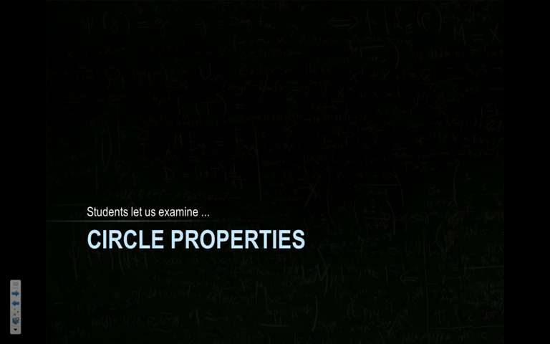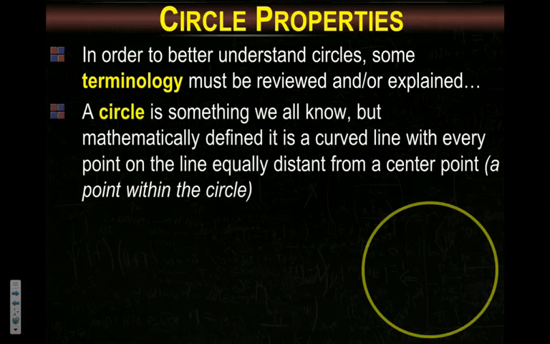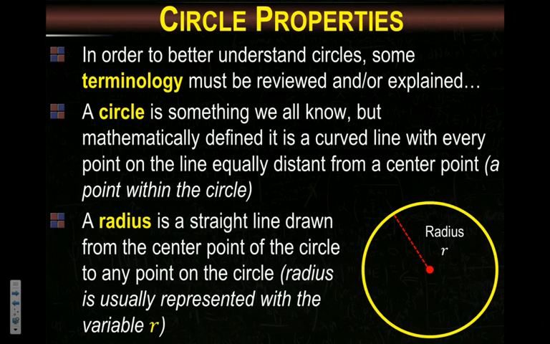Okay, first a bit of a review for you guys. So the terminology. Obviously a circle is something we all know, but the way it's defined in math is a curved line with every single point on this line equally distant from a center point. That's what makes it a circle, is that every point along the line is the same distance from the center, okay? And that the line is curved and not straight, okay? A radius line is the straight line you draw from the center of the circle to the edge of the circle.